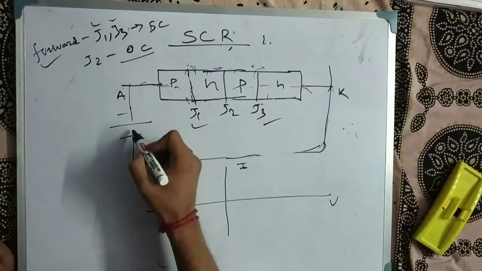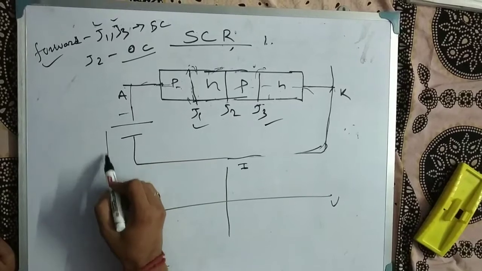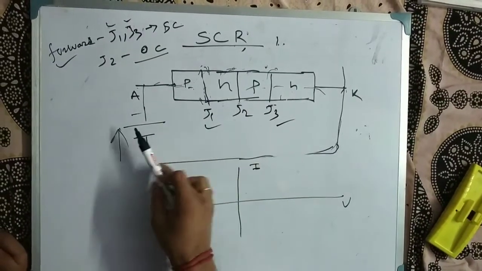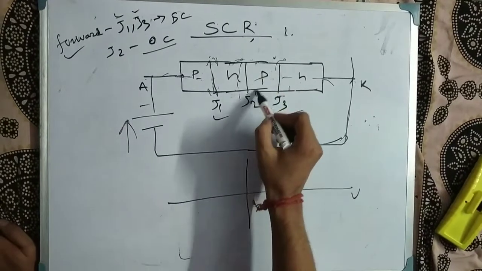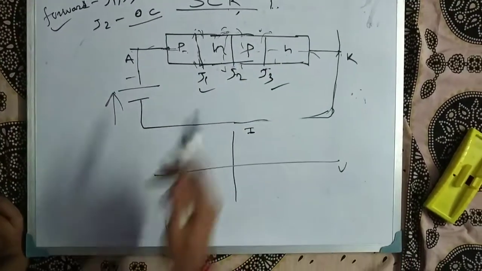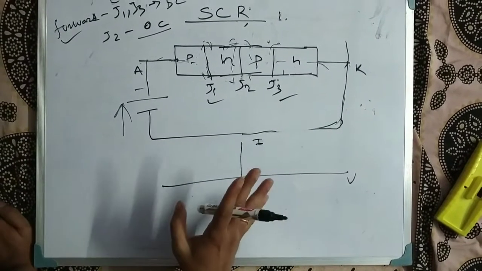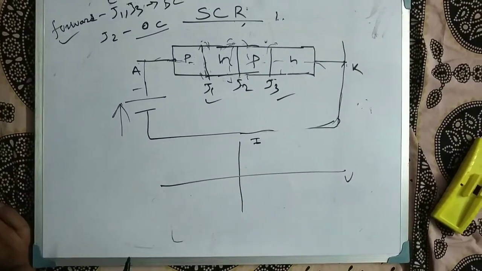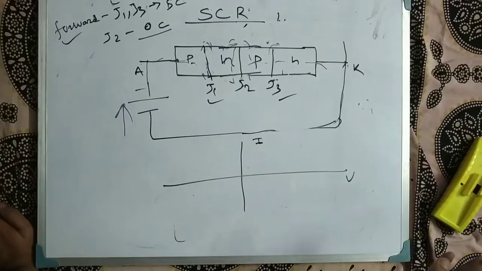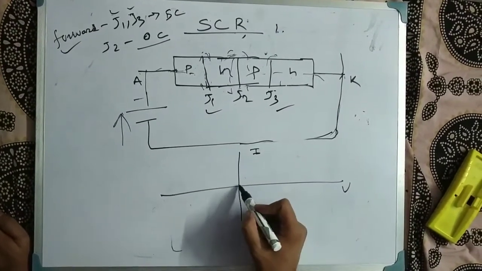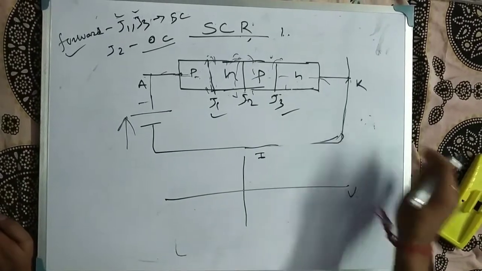If we are increasing the input voltage, then at a certain point this barrier potential will break down. Will it break down or not? Yes, obviously it breaks down. This breakdown is called avalanche breakdown. We have already studied this in basic electronics. After some time, we all know the diode characteristics.